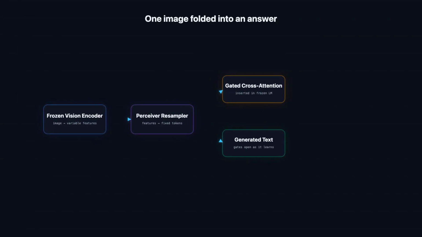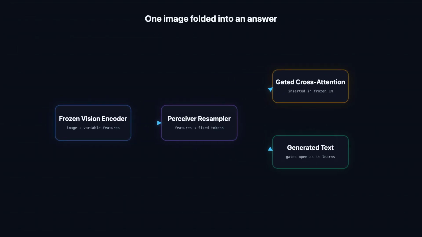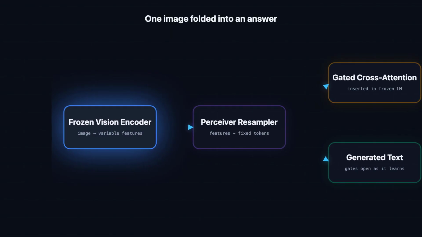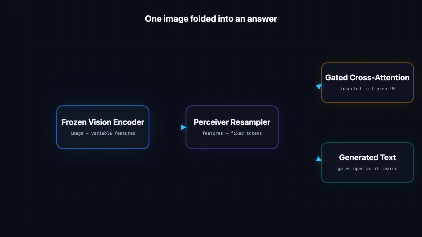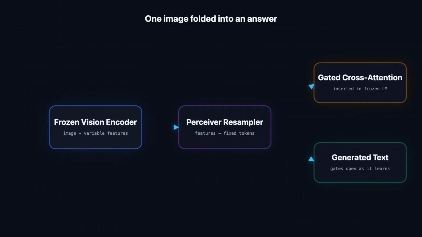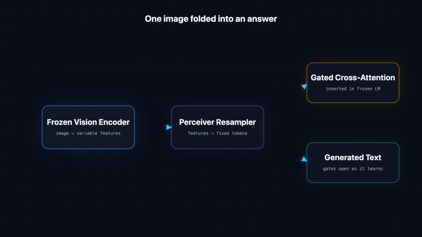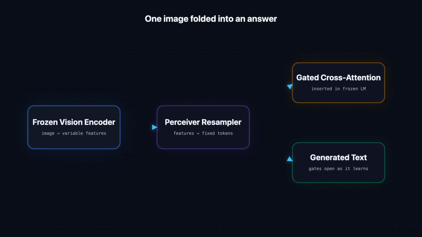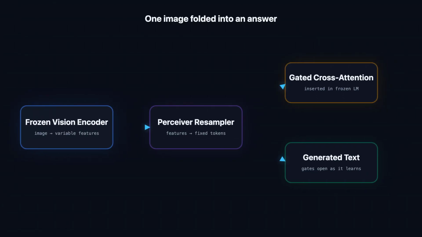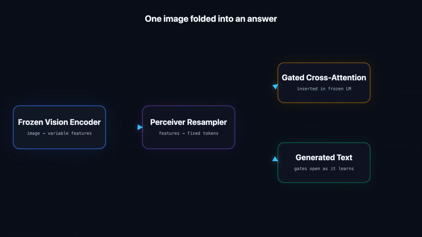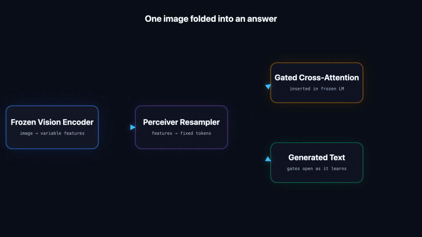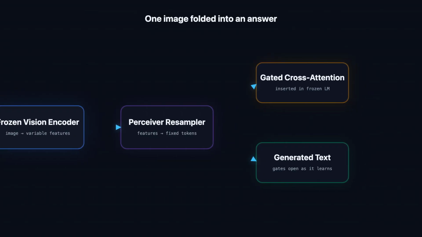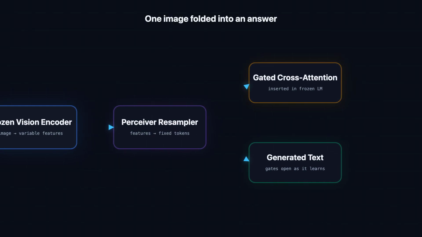To see the architecture clearly, let's trace how an image flows into an answer. It starts with a frozen vision encoder. Frozen means its weights are locked and never change during training. It looks at each image and produces a set of visual features, and that set can vary in size depending on the picture. And crucially, Flamingo can handle a whole sequence of images interleaved with text, so each picture in that sequence gets encoded into its own pile of features.